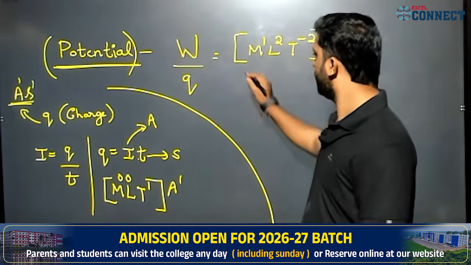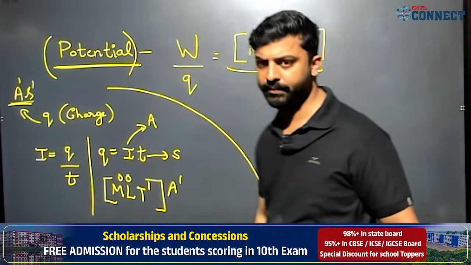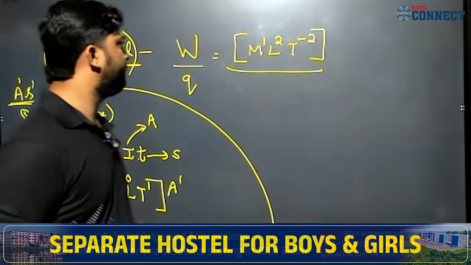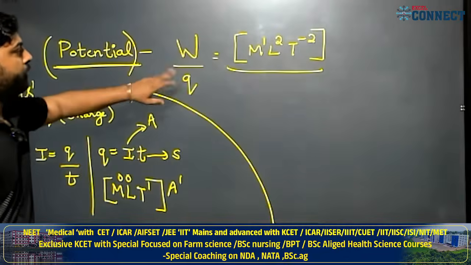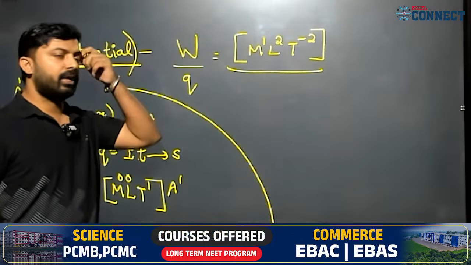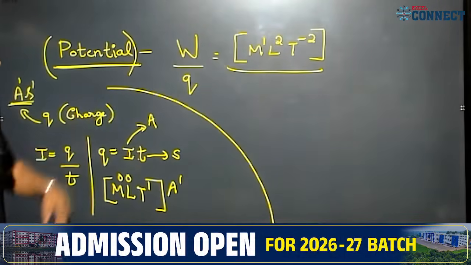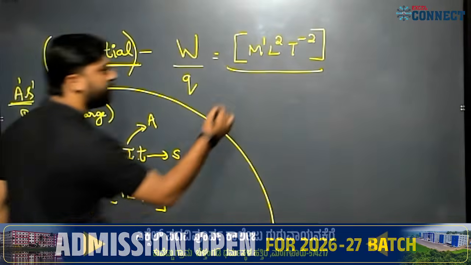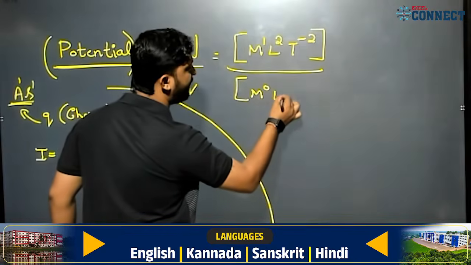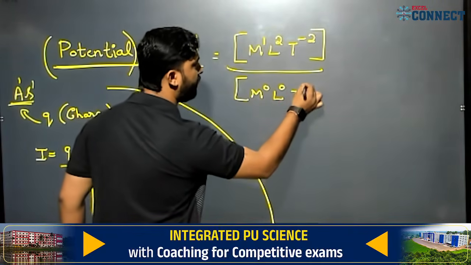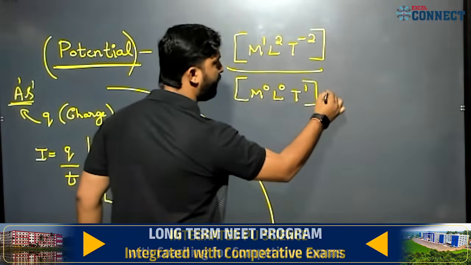Let us solve this. You look at potential. Potential means work done by Q. The dimension of work done, you know, is M1 L2 T-2. What is the dimension of Q? We have derived it here. So we can write it as m0 l0 t1 and a power 1.